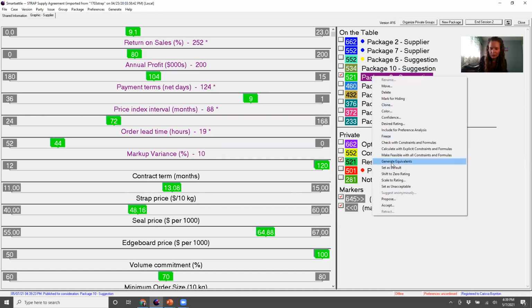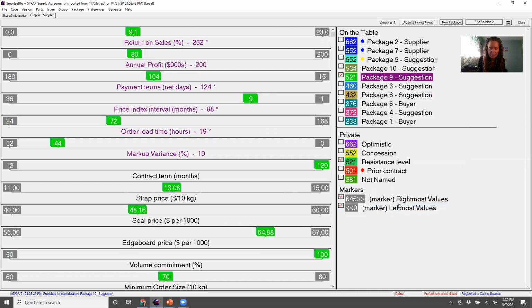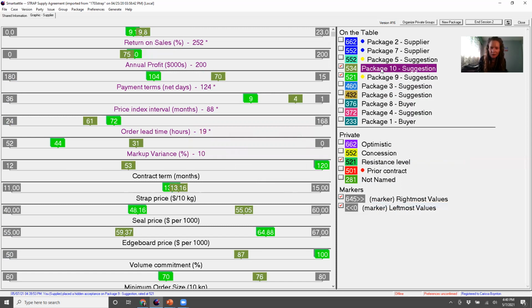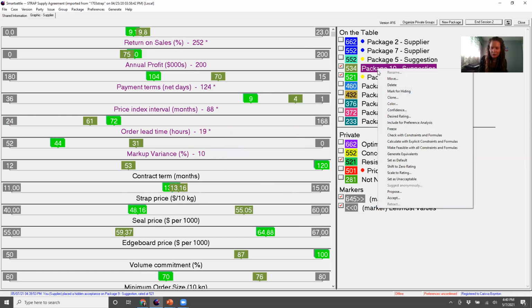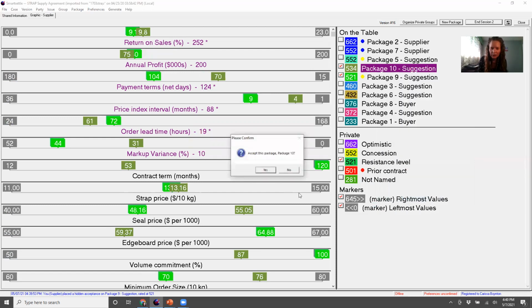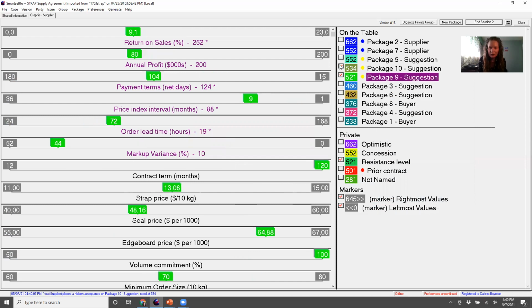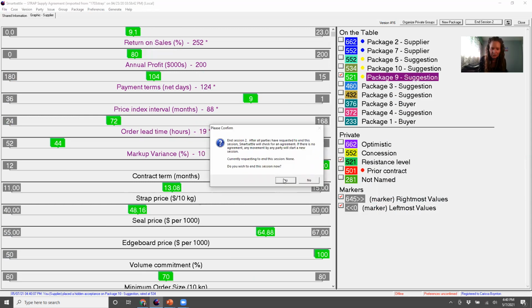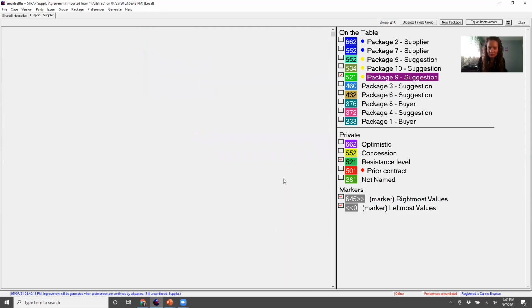And I'm going to right click and accept. So even though this was a proposal from us, because it's gone up as a suggestion, we do need to right click and actively accept it. And as package 10 is actually a little bit better for us than package 9, I'm going to right click and accept that one as well. Okay, so now I've accepted quite a few packages. I've actually gone down to my resistance level. So I'm going to end the session and check for agreement.